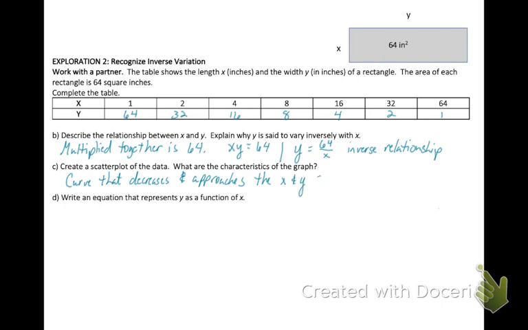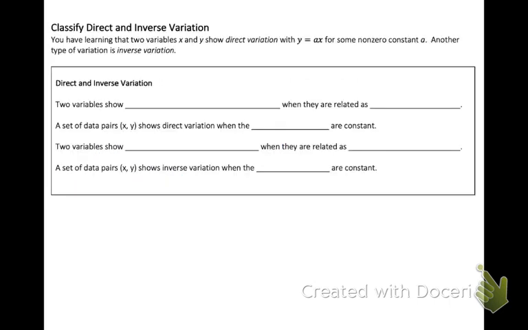So part D, I've done this already in part B. Write an equation that represents y as a function of x. Well, y will equal 64 divided by x every time, and this is an inverse relationship. So let's go ahead and capture these.